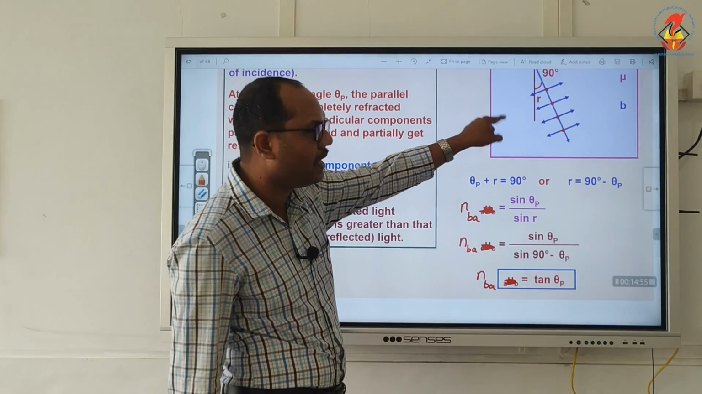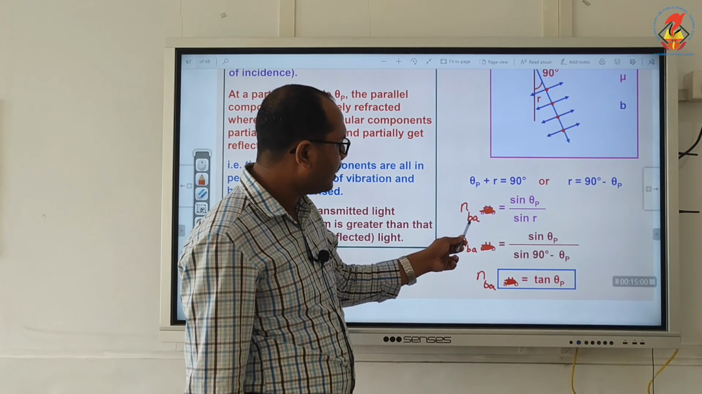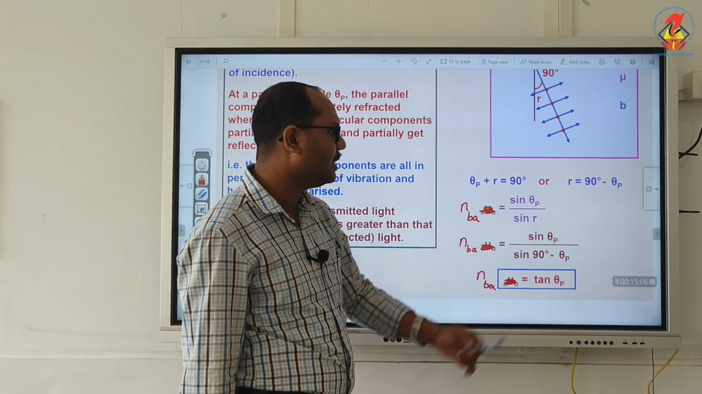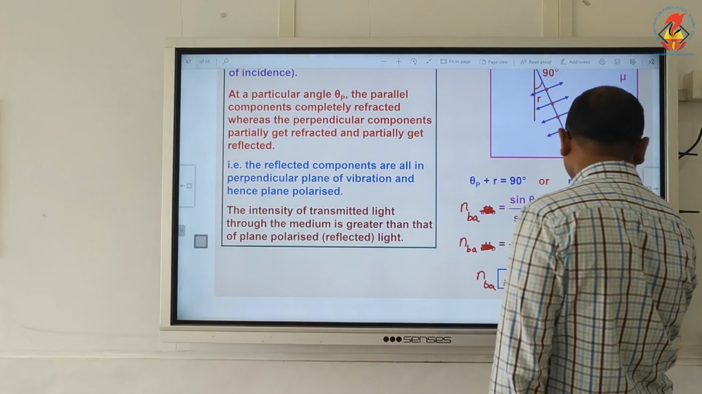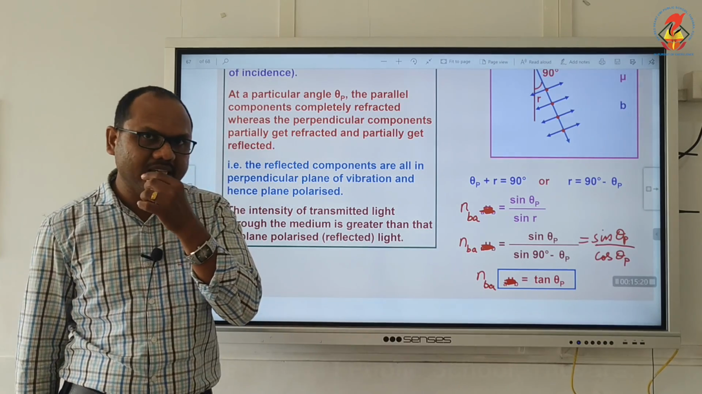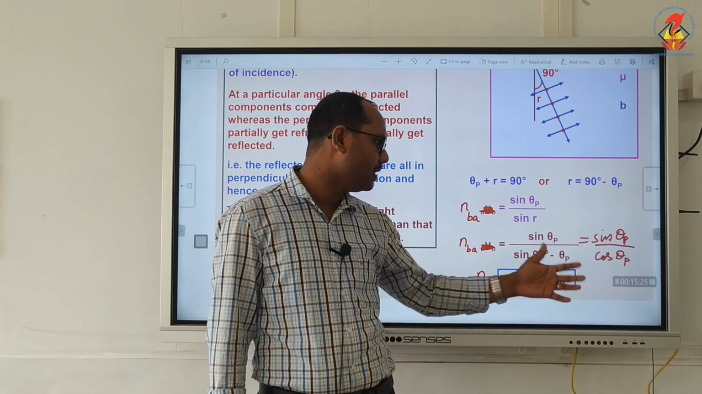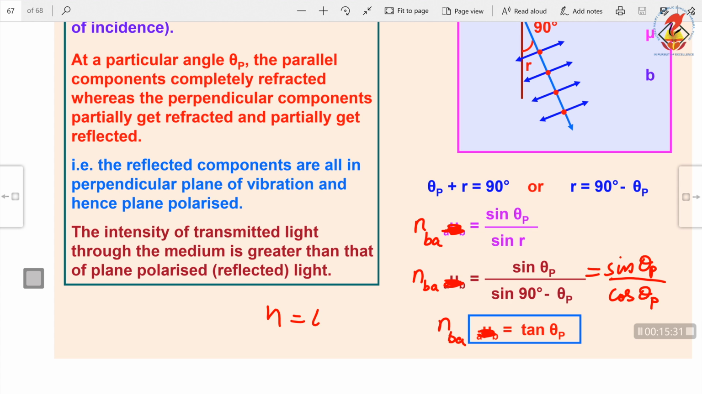Refractive index of medium B, that means water, with respect to the first medium. That is why I write like this, nBA is equal to sin theta p by sin r. Instead of sin r, I can put 90 minus theta p. And what is sin(90 minus theta p)? Cos theta p. So I will be writing sin theta p by cos theta p, the polarizing angle. And what is sin by cos? Tan. So nBA is equal to tan theta p. Or in general you can write refractive index, n is equal to tan theta p.